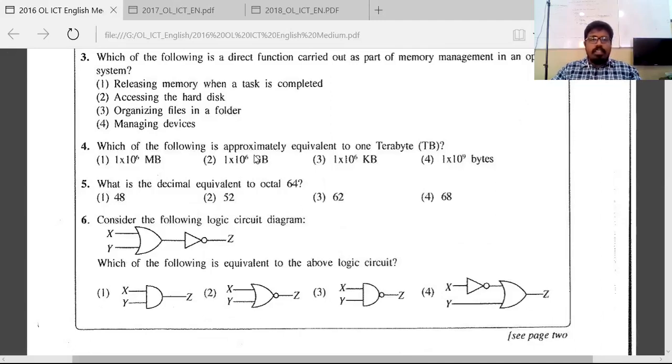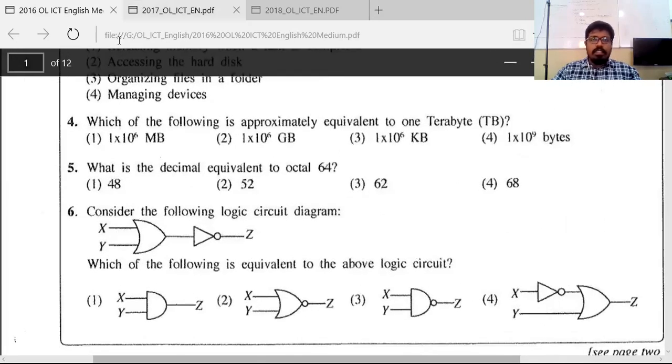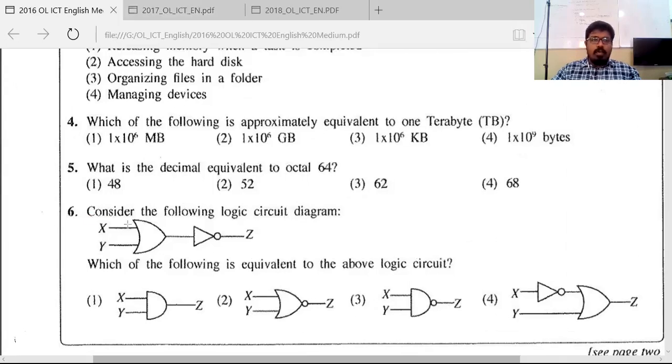So question number 6: consider the following logic circuit diagram. They gave a logic circuit diagram. When you observe it, here there's an OR gate, here a NOT gate, right? Which of the following is equivalent to the above logic circuit?